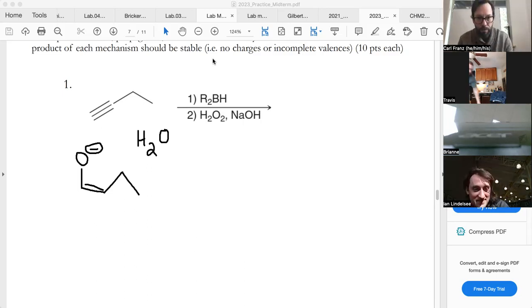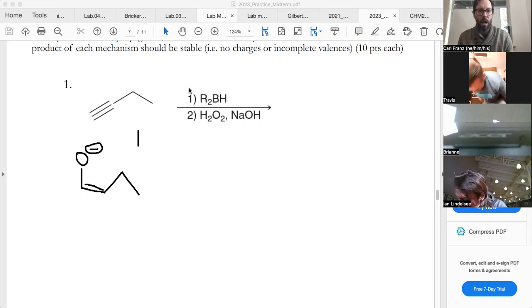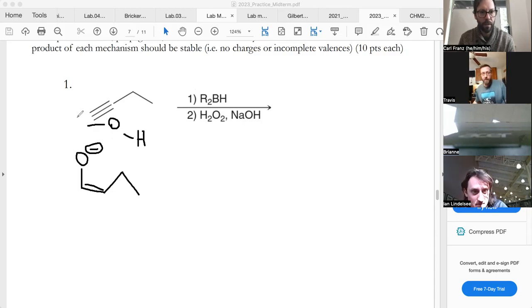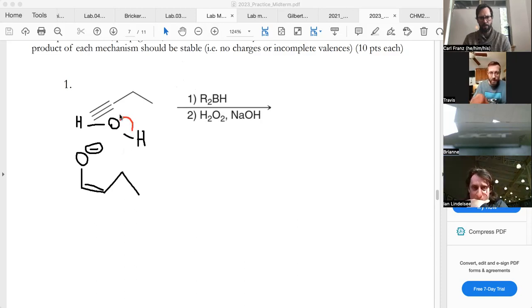Okay, so if this molecule actually looks like this, then what we have is, let's get to my red here. We have this go in here.